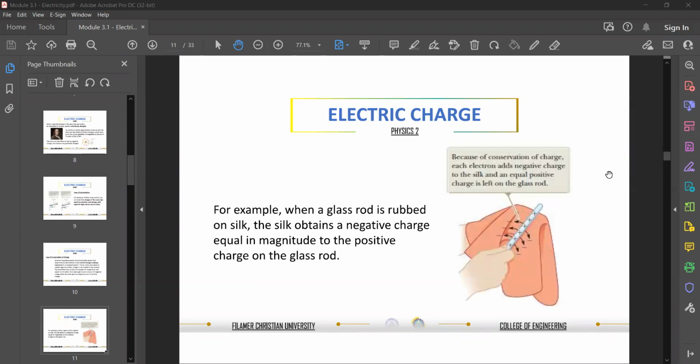Okay, so for example, here. Because of conservation of charge, each electron adds negative charge to the silk and an equal positive charge naman is left on the glass rod. So when a glass rod is rubbed on a silk, the silk obtains a negative charge. Nakakuha siya ng negative charge, but that is also equal in magnitude to the positive charge sa glass rod dito.